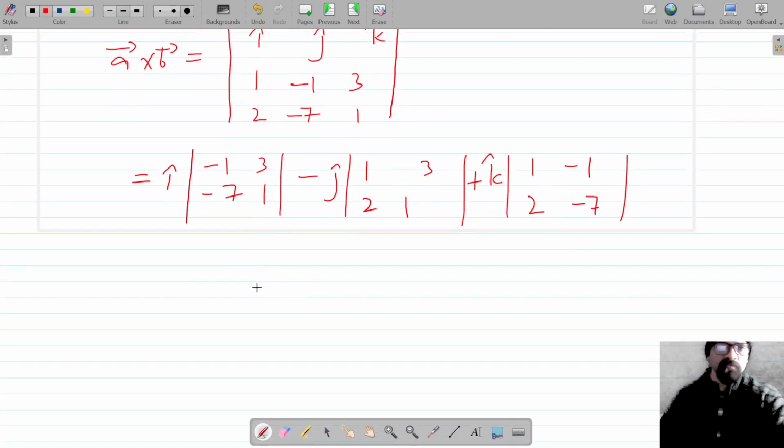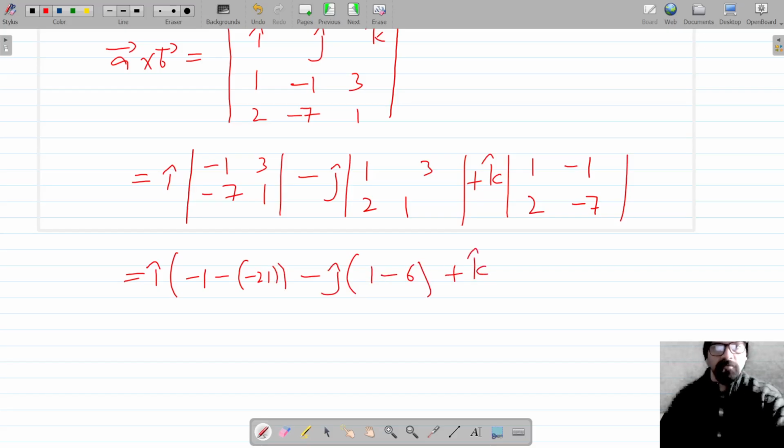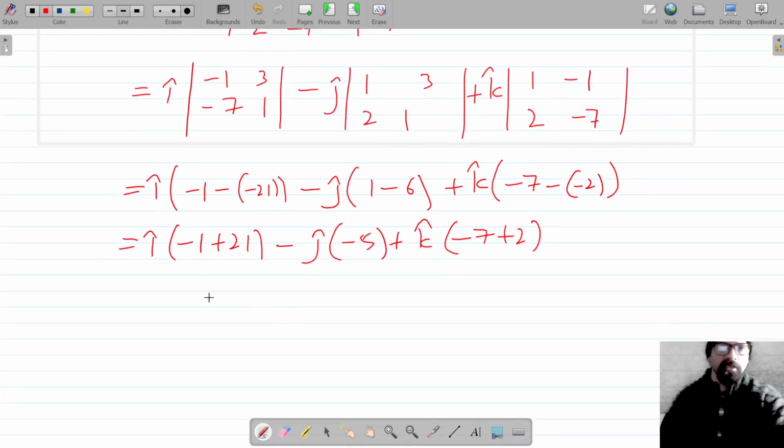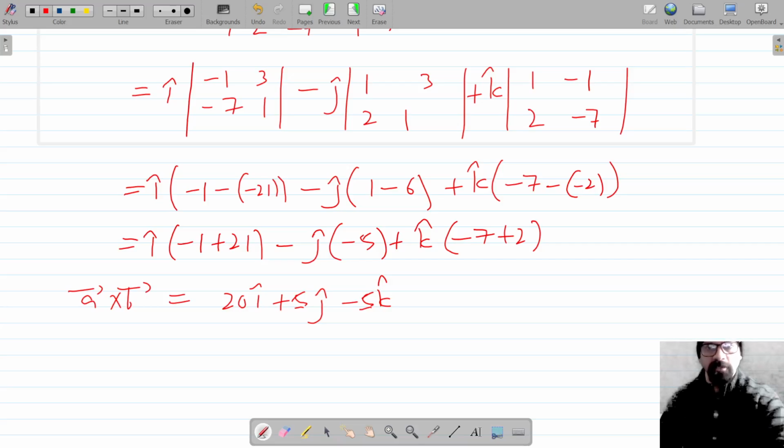So this is now i cap (negative 1 minus negative 21), minus j cap (1 minus 6), plus k cap (negative 7 minus negative 2). This gives me i cap (negative 1 plus 21) minus j cap (negative 5) plus k cap (negative 7 plus 2). And finally, A cross B is 20 i cap plus 5 j cap minus 5 k cap. So this is the cross product of A and B.